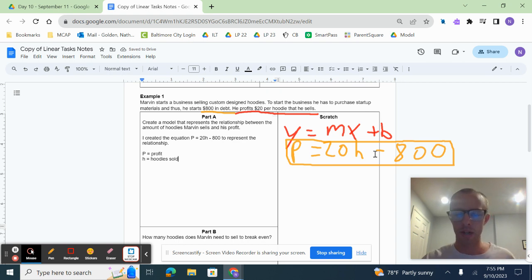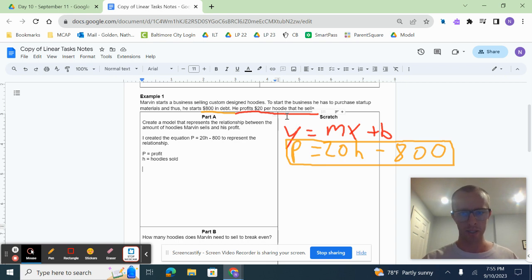So this model describes the relationship between how many hoodies he sells and what his profit will be. If he sells 0 hoodies, he'll be $800 in debt still. If he sells 100 hoodies, then he'll have profit, all right? So, all right, I want to explain how I arrived at this. Again, the more you can explain, the better.